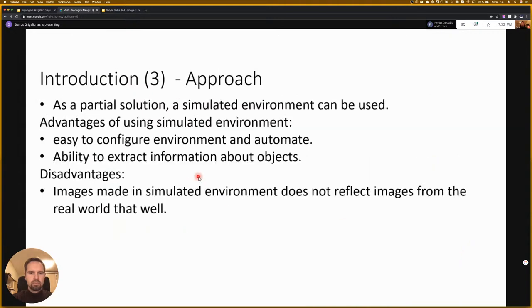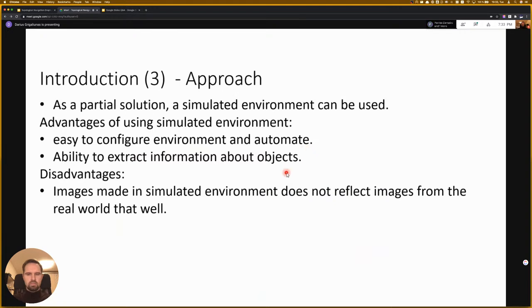So my suggestion is to use a simulated environment to create those images, which you can later use for training an object detection network or other networks. It's, I would say, a great way, because you can easily configure the whole environment, and you can move the objects, change the illumination, change the background, and you can also automate the whole process of creating these images. And also a nice bonus feature is that you can extract all the information about objects in the image from the simulator, and in that way you basically label all images automatically and with accuracy.